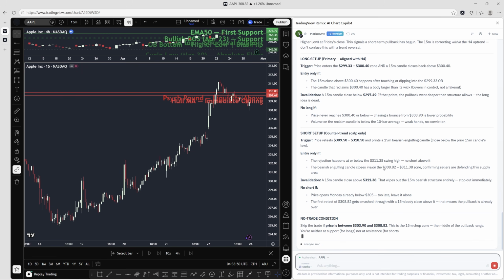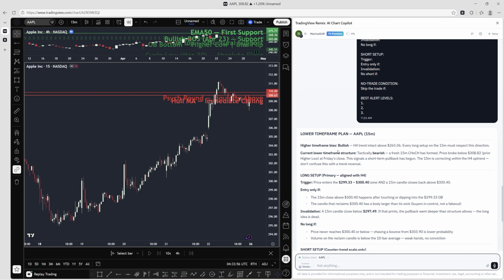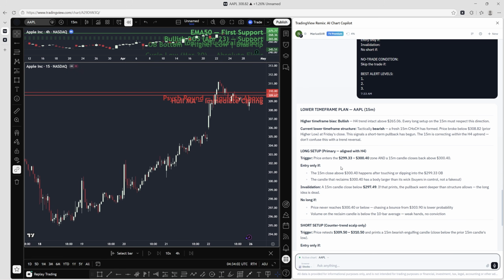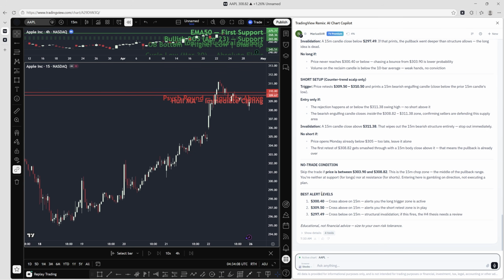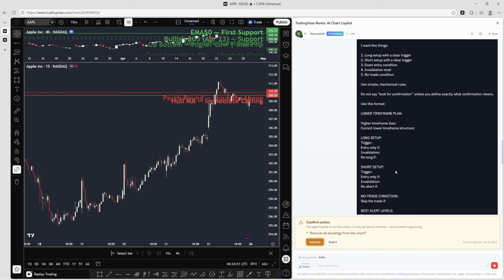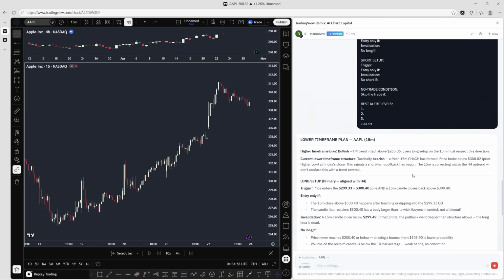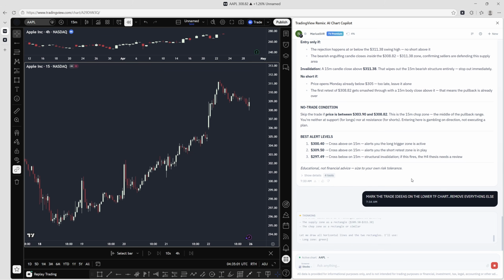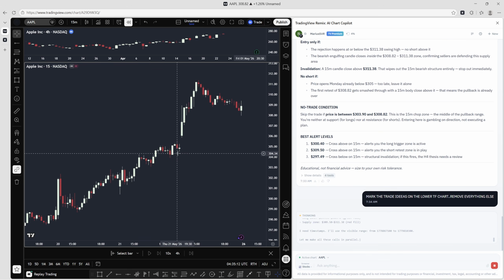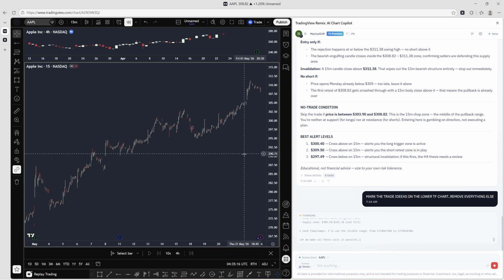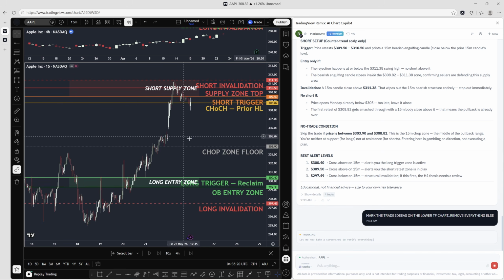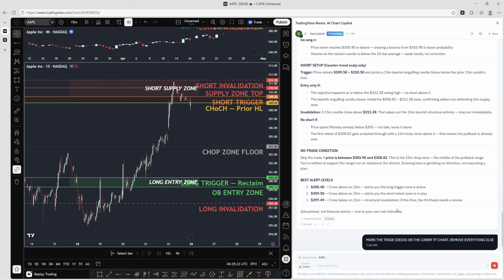Now, the output you are looking for has to contain 5 specific things: a long setup with a clear trigger, a short setup with a clear trigger, the exact entry point, the invalidation level, meaning where you know you're wrong and you get out, and a no trade condition for when the setup simply doesn't qualify. Copilot may say price needs to pull back into support, reject it, and break a small high. Good. Now you have a condition.